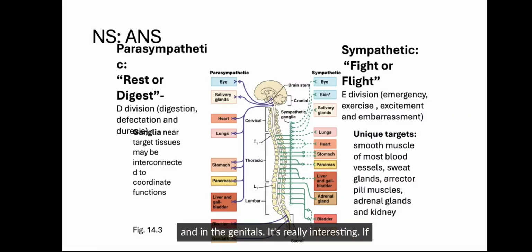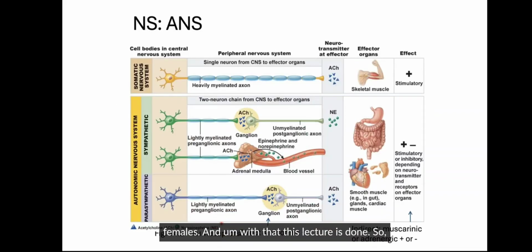And in the genitals, it's really interesting. If the parasympathetic causes erection, then the sympathetic finishes the job off through ejaculation in both males and females. Okay, so sympathetic causes ejaculation in both males and females.